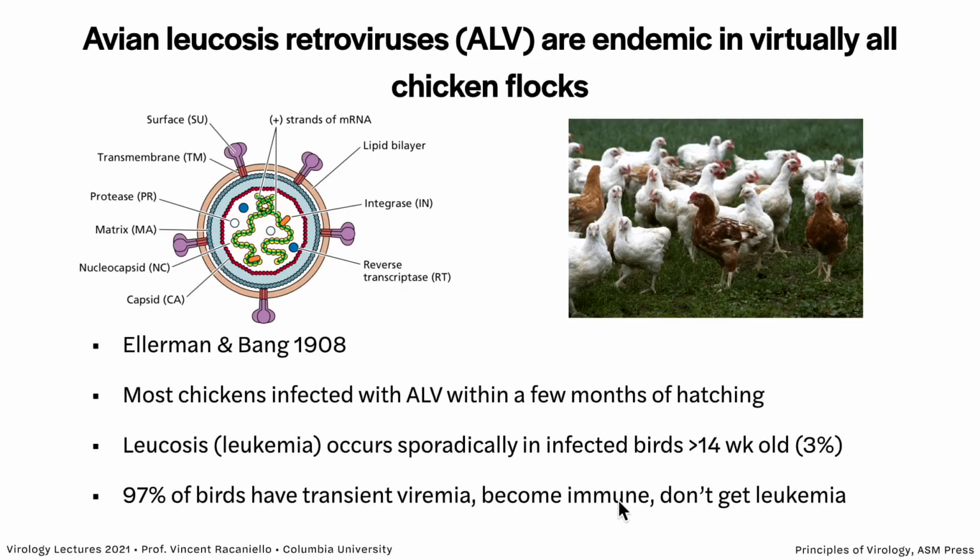The rest, 97% of them, after infection, get a viremia, and it's eventually cleared. And they get immune to infection, so they don't get leukemia. There's no more virus in them. It's just the 3% or so that develop leukemia. All right, so what does this have to do with anything? By the way, this is, of course, our retrovirus. This is a retrovirus with a simple genome. These avian leukosis retroviruses, and Rous, you will see, with reverse transcriptase and two pieces of RNA and so forth.